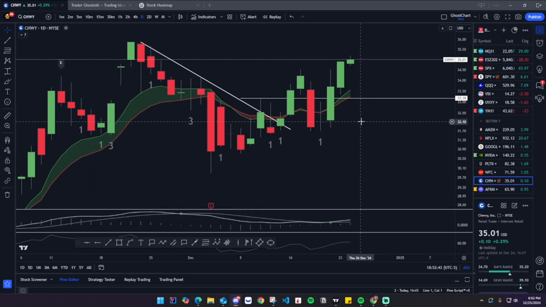Now I'll go over one other example here for the inside bars. You can see Chewy here on the 19th of December, we did close an inside bar, which is also a retest of this falling wedge. Now, I really like this setup because of the way the daily candle closed.